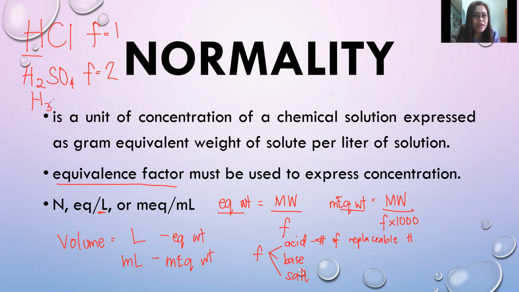It's the same with phosphoric acid. This one is phosphoric acid. So, F automatic is 3 kay naa man siya 3 ka hydrogen. So it's not that complicated when it comes to acid. Now, okay na ta sa acid. Let's move on sa atong base. Let's admit those na medyo na late.